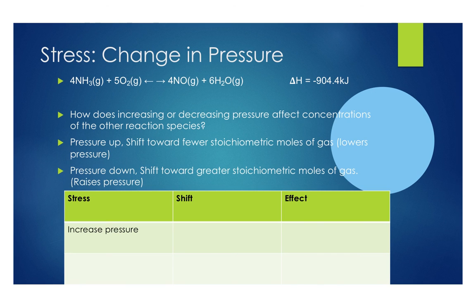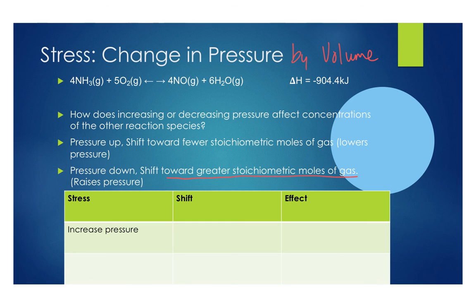If we change the pressure by changing the volume, then as the pressure goes up, you're going to shift toward fewer stoichiometric moles of gas, which lowers the pressure. So if the pressure goes up and I can make the reaction go such that we create fewer gas particles, that's going to bring the pressure back down. If the pressure goes down, I shift towards more moles of gas. We raise the pressure.